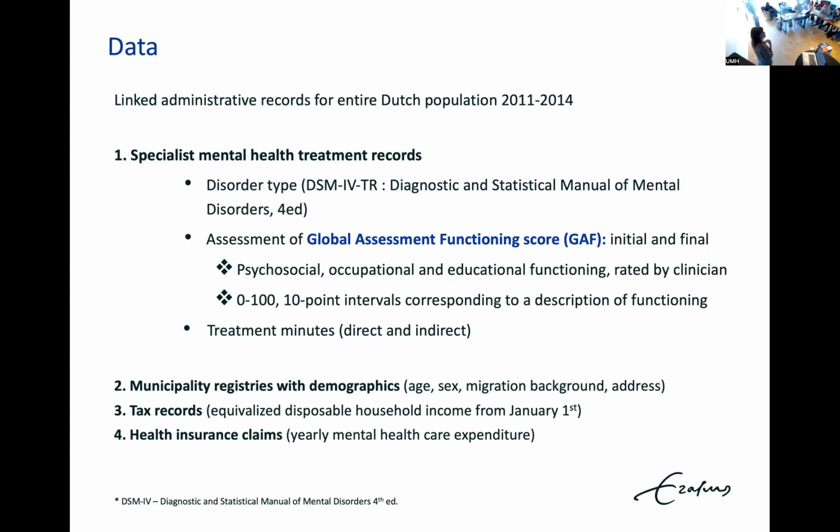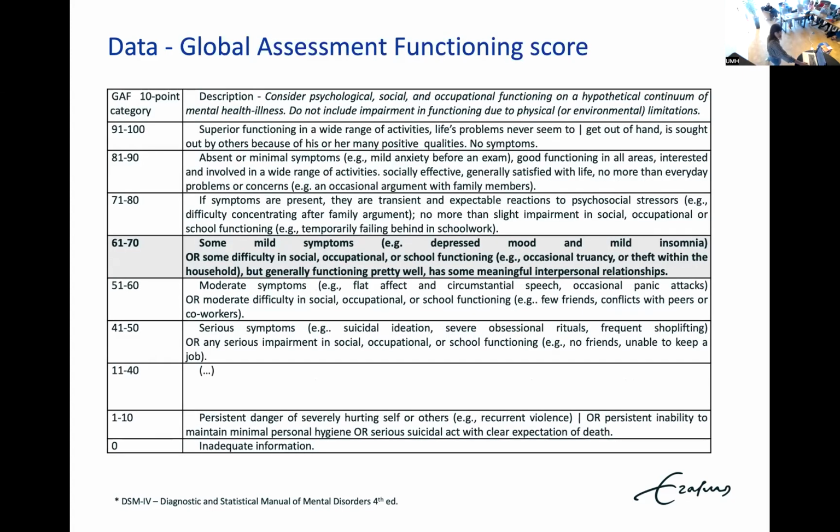And then we link it to health insurance claims. In health insurance claims, basically, the insurers report all the costs, expenditure that they cover per category. And in here, we will use it just to help us select our study population based on past expenditure, which we proxy for past use of mental health care. I'll also tell you a bit more in a bit.